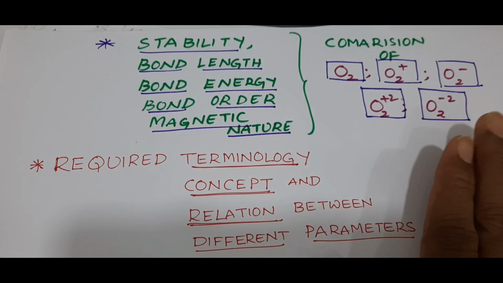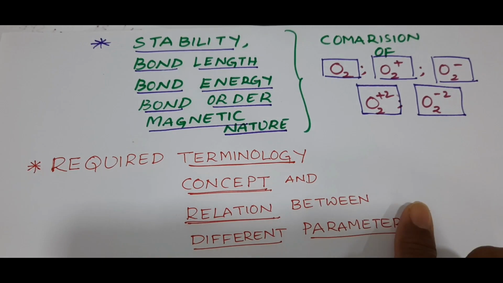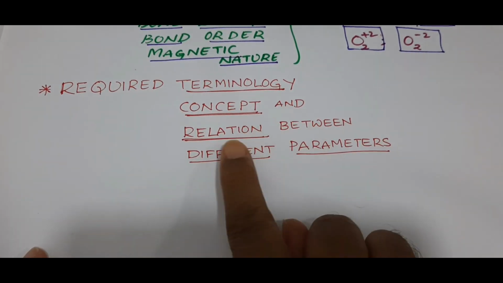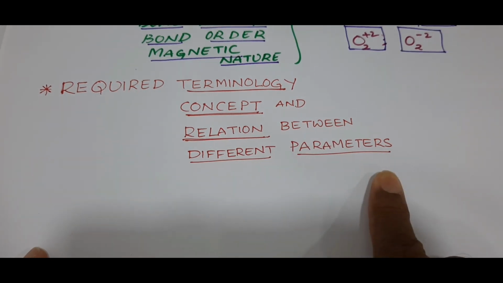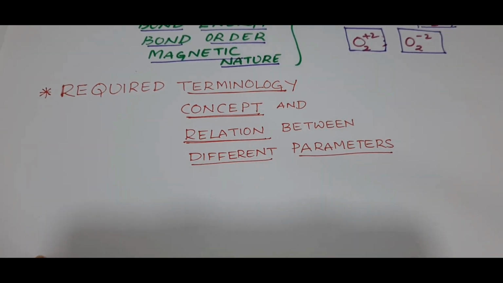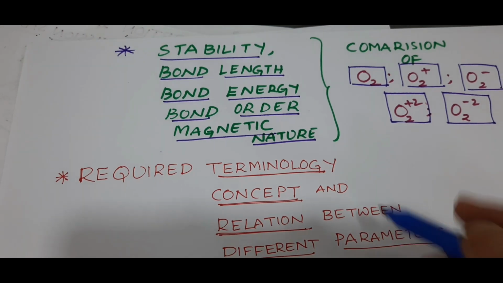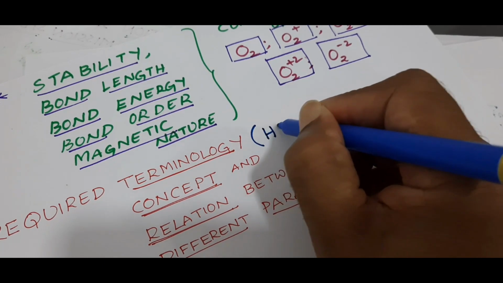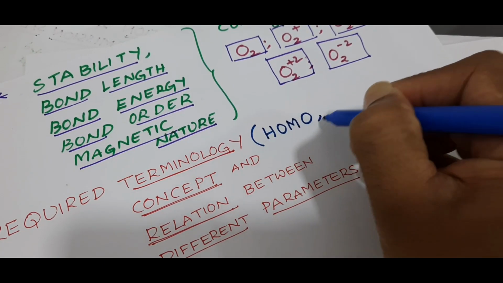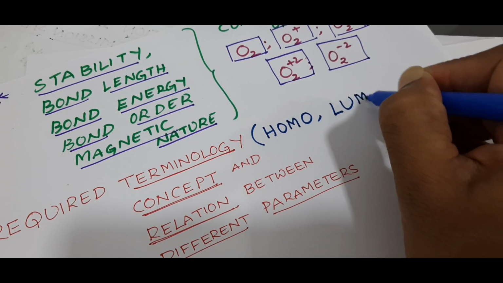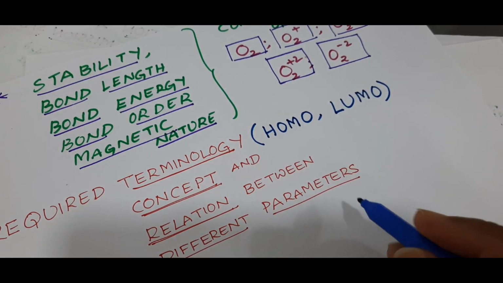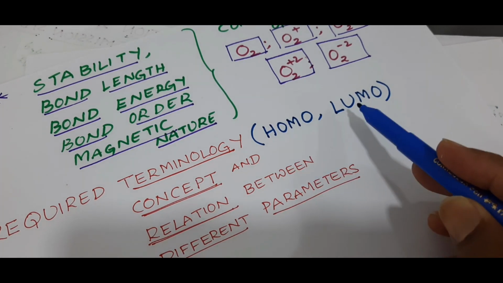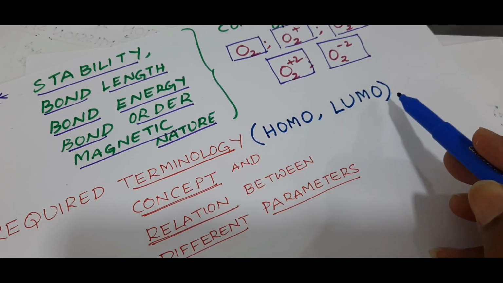To get clarity on this concept, students must know the terminology, the concept, and the relation between different parameters. What terminology do we require here? The terminology required here is HOMO and LUMO. What is HOMO and what is LUMO? Highest energy occupied molecular orbital, lowest energy unoccupied molecular orbital.